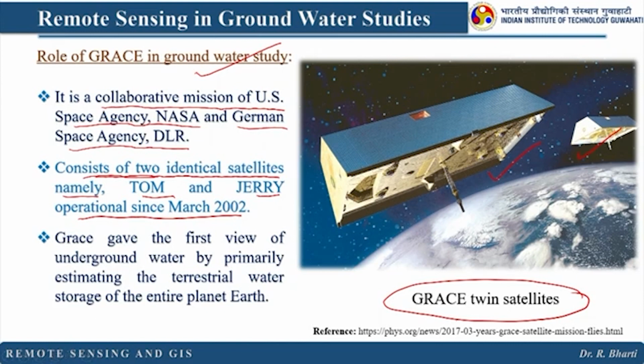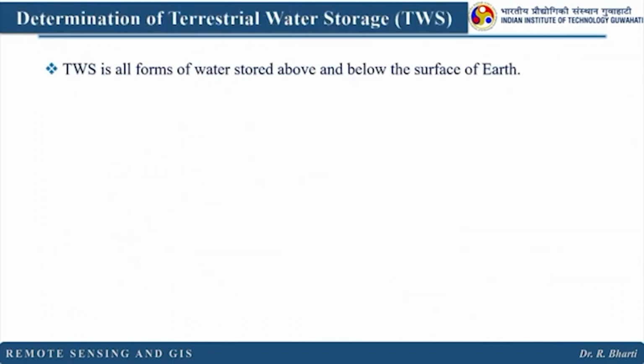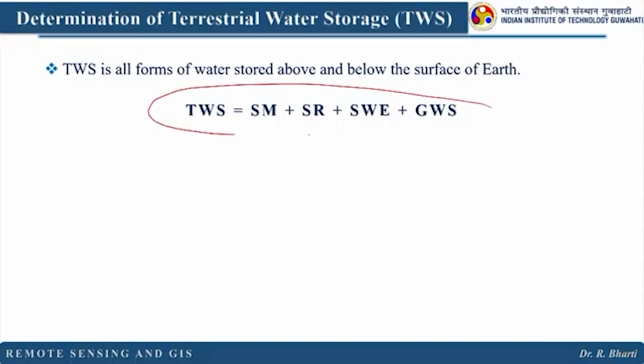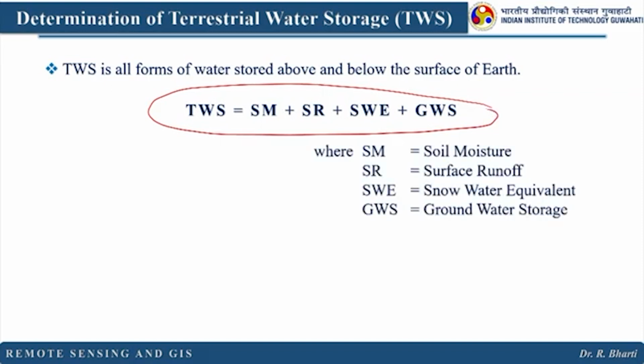GRACE gave the first view of groundwater by primarily estimating the terrestrial water storage of the entire planet, right? I am talking about the earth, right? Now how do we determine this TWS? TWS is basically terrestrial water storage. So TWS is all forms of water stored above and below the earth's surface. So here this is the equation. I hope you are familiar with this. TWS is equal to SM plus SR plus SWE plus GWS, where SM is soil moisture, SR is basically surface runoff, SWE is basically your snow water equivalent, GWS is basically your groundwater storage. So basically we want to derive this one if we know all other parameters, right?